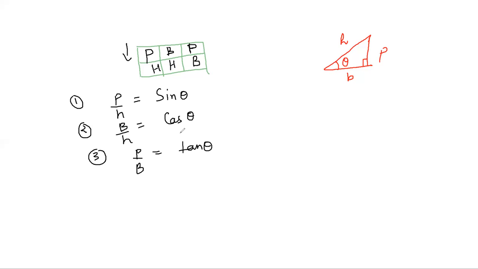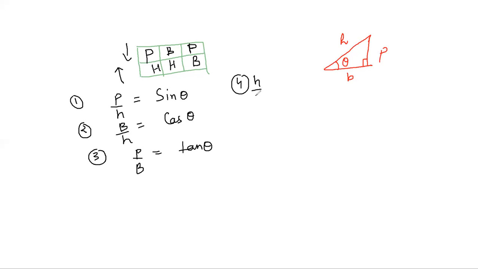These are the three ratios from the first table that I have written here: P upon H is sin theta, B upon H is your cos theta, and P upon B is your tan theta. And if you are taking from below to upper, this is the fourth one, that is H upon P.